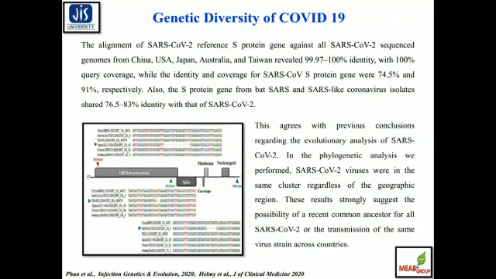This agrees with the previous conclusions regarding the evolutionary analysis of SARS-CoV-2 in the phylogenetic analysis we performed. The SARS-CoV-2 viruses were in the same cluster regardless of the geographical region. So these results strongly suggest the possibility of a recent common ancestor for all SARS-CoV-2, or transmission of the same virus strain across the countries.